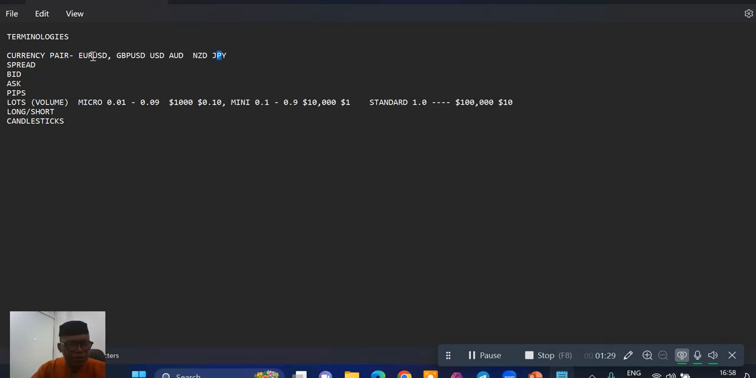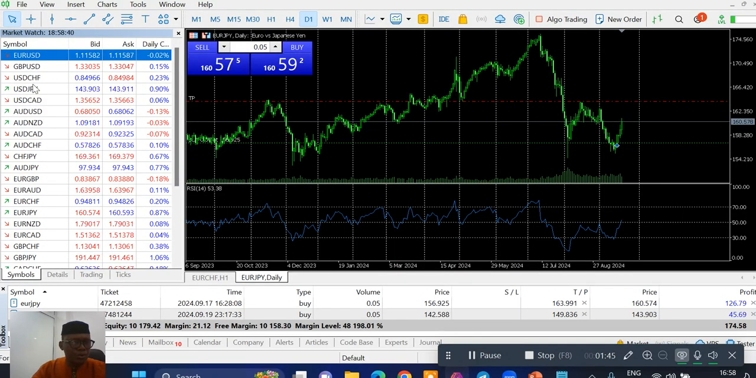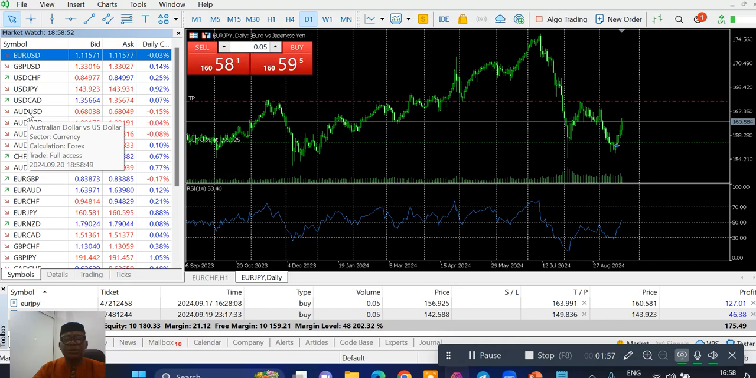Now, the exception to this rule is the euro, because there are a couple of countries that make use of the euro, so it does not represent one particular country. Okay, now that said, currencies are listed in pairs. So you have euro, USD, Great Britain pound versus the dollar, and so on and so forth. You have the Australian dollar versus the US dollar.